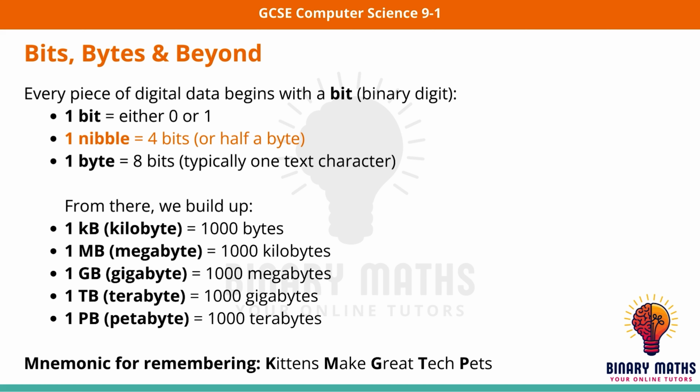From there, we scale up. A kilobyte is about 1000 bytes. A megabyte is around 1000 kilobytes. A gigabyte is 1000 megabytes, and it keeps going, terabytes, then petabytes. To remember the order, try this: Kittens make great tech pets.